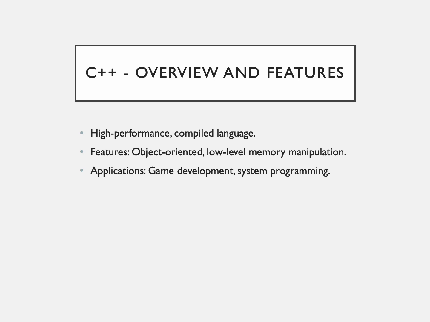Now, C++ is the preferred language for game development due to its performance and ability to manage hardware resources efficiently. Popular game engines like Unreal Engine are built using C++, enabling developers to create high performance, graphically intensive games.